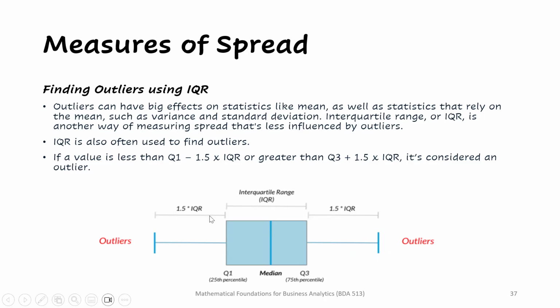So how do we calculate the value between Q1 and the minimum value? If a value is less than Q1 minus 1.5 times the interquartile range, okay, please just a minute.